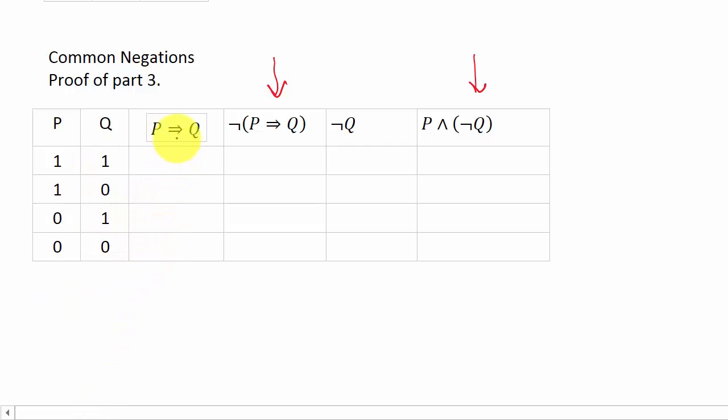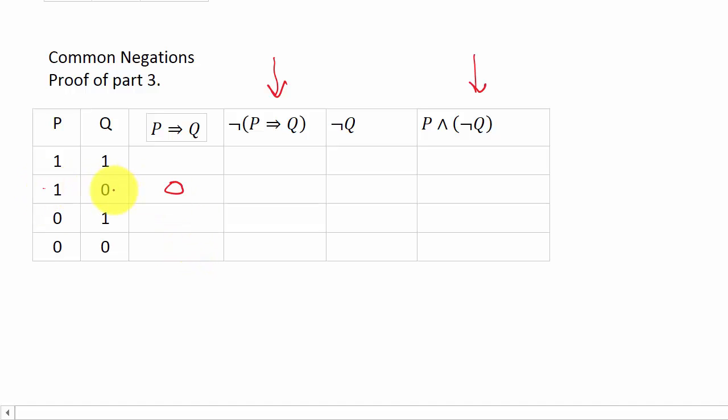Alright, so first let's go ahead and get this column here, P implies Q. So you remember P implies Q is false only when P is true and Q is false. So this right here would be false.